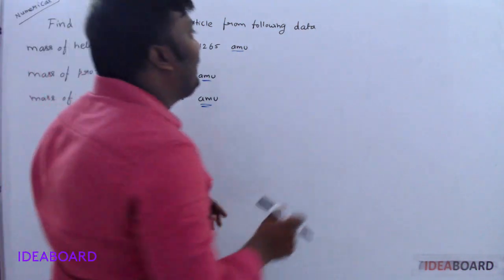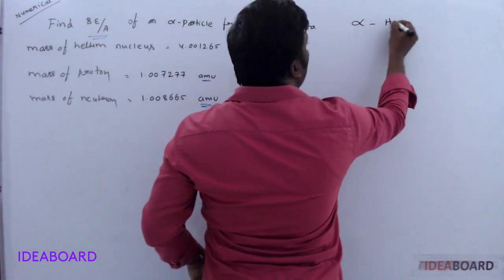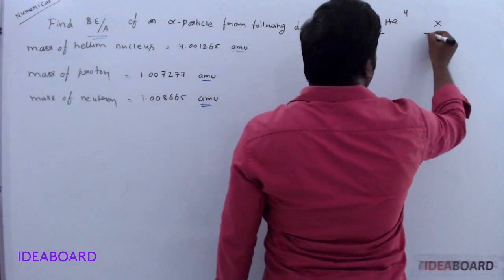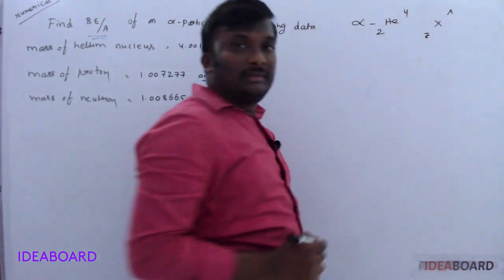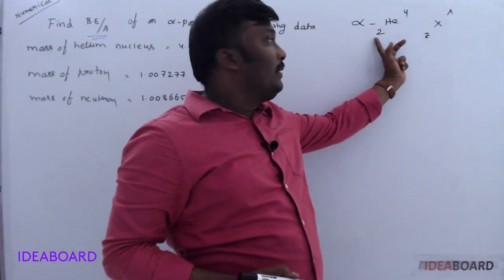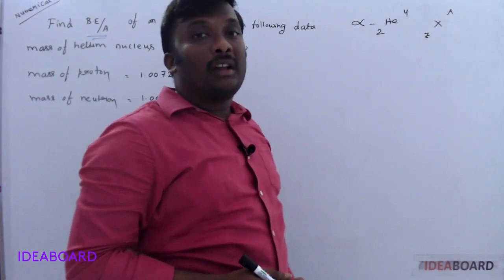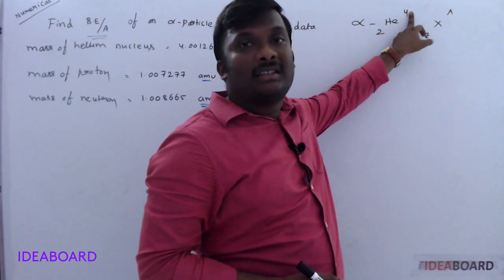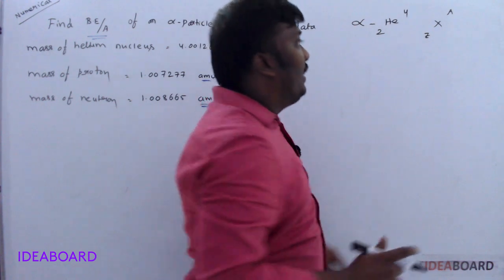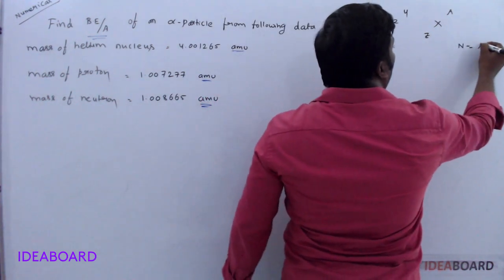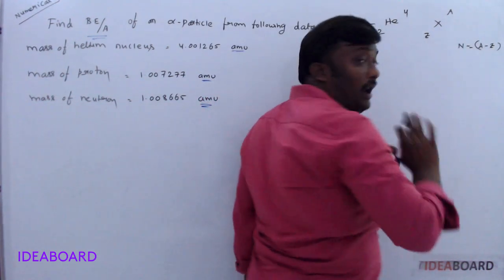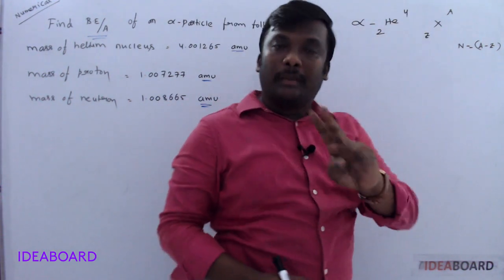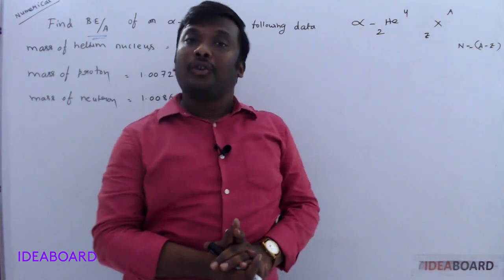For that, what did they take? Alpha particle. The alpha particle symbol is doubly ionized helium, He with 2 and 4. Compare this with X, Z, A. Then how many protons are available? 2. Number of neutrons? 4. Sir, 4 indicates the mass number, not the number of neutrons. The formula for number of neutrons is A minus Z, not A. So 4 minus 2: number of neutrons is 2, and number of protons is also 2.